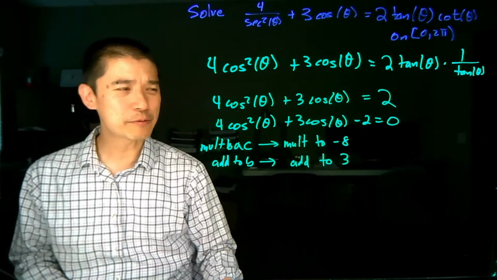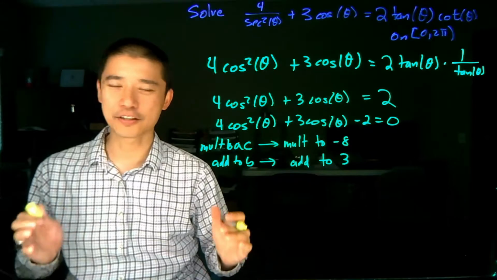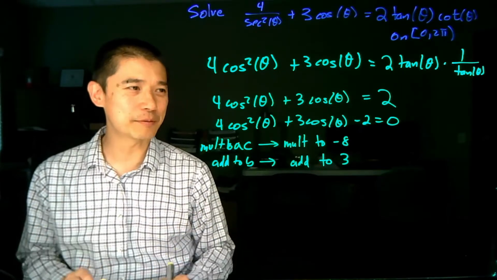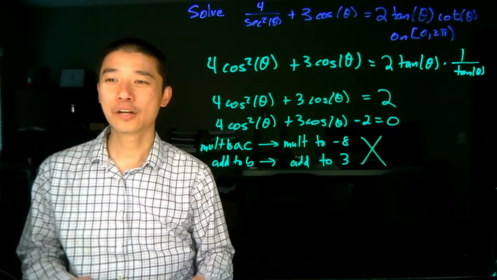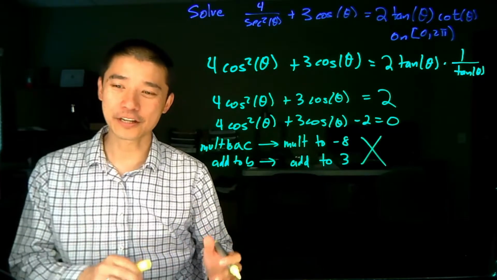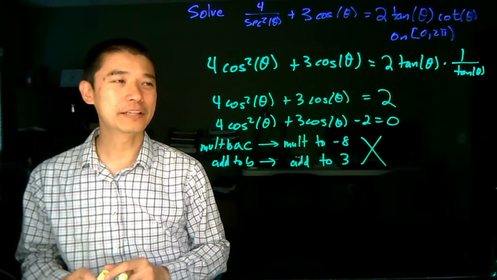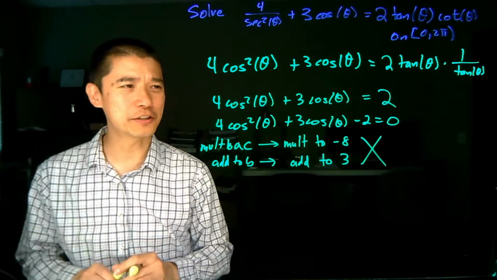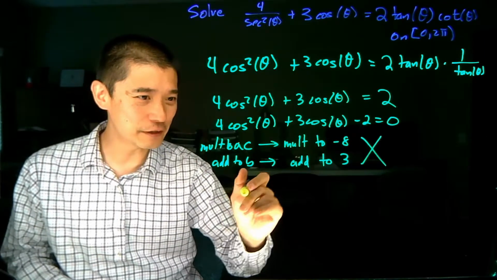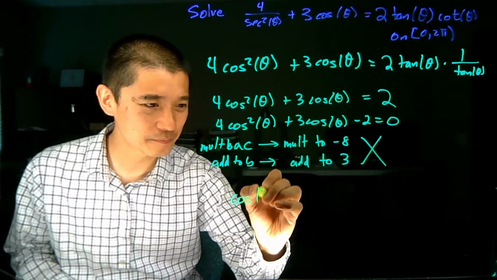And so if you play around with this for a little bit, you're going to quickly discover that it just doesn't work, that there are no integers that accomplish this. And so that tells us we can't factor. When we can't factor, the other technique we have is the quadratic formula. Now, this is obviously less preferred because it's a lot messier, but sometimes you got to do what you got to do. So in this case, our variable is going to be cosine of theta.